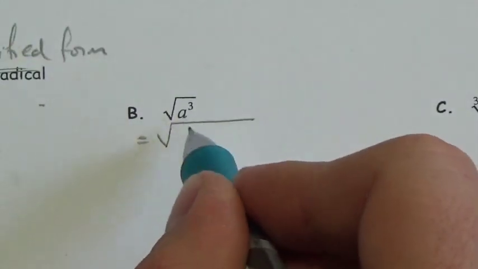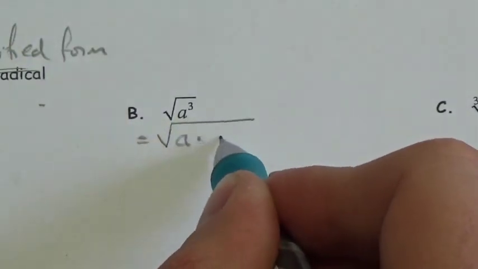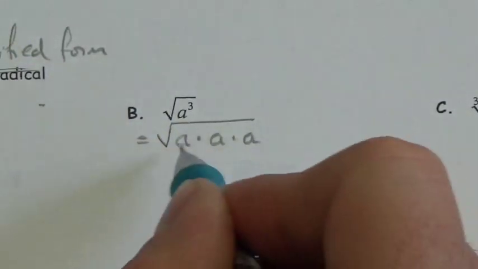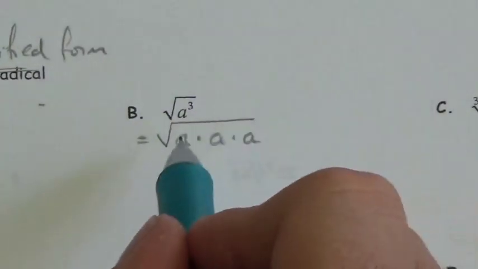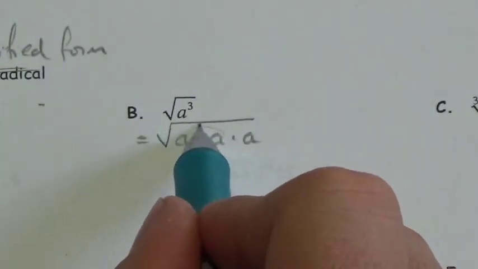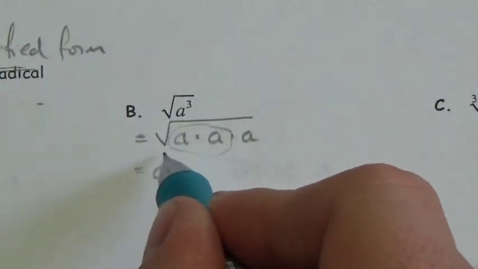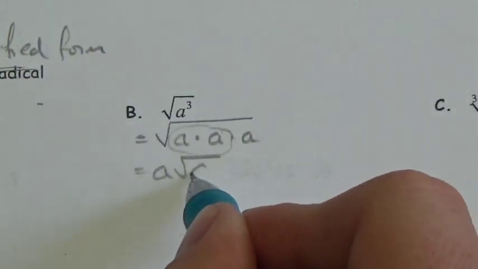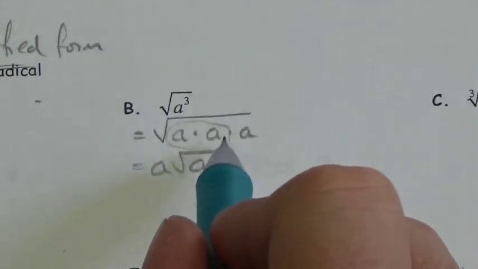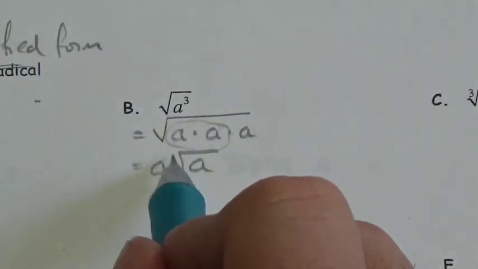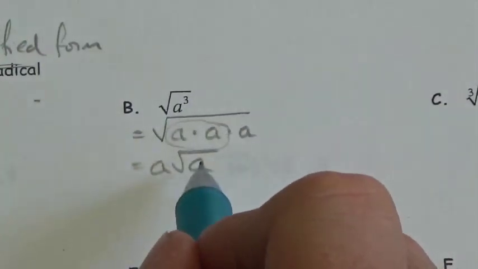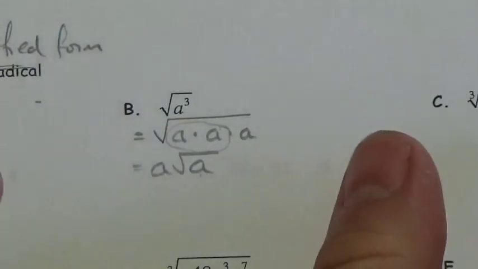What I might do here is, because this is a cubed, I might actually write out that a 3 times. And then because it's a square root that I'm dealing with, that pair of a's becomes a single a outside the square root, and then there was an a left over that I couldn't do anything with. So those 2 a's become that a multiplied by the square root of that remaining a.